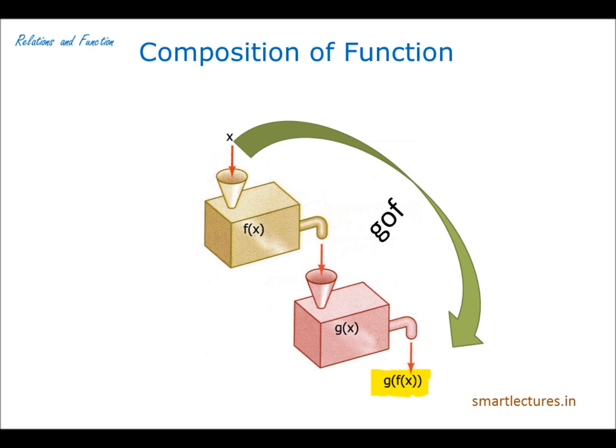That means to every input x, there is a corresponding unique value g of f of x, which is denoted by g o f and is called the composition of function f and function g.